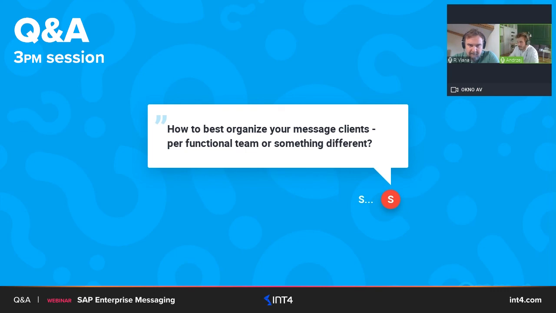How to best organize your message clients per functional team or something different? Well, it's totally up to you. This configuration is very flexible, so you can organize just like you want, per functional teams or per your technical architecture. You can organize per publisher, then inside you can organize per topics and keywords. It's really up to you, but you need to be careful because after you have 1,000 of events, it can be a mess if it's not organized.